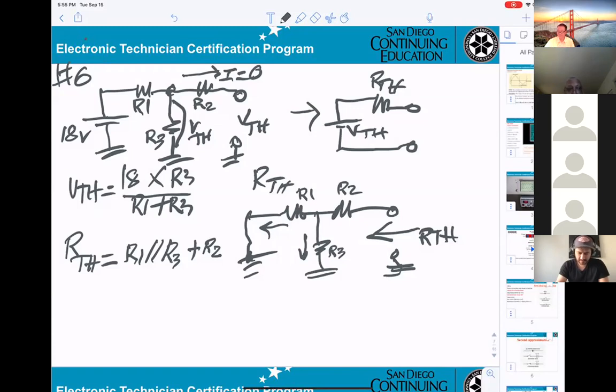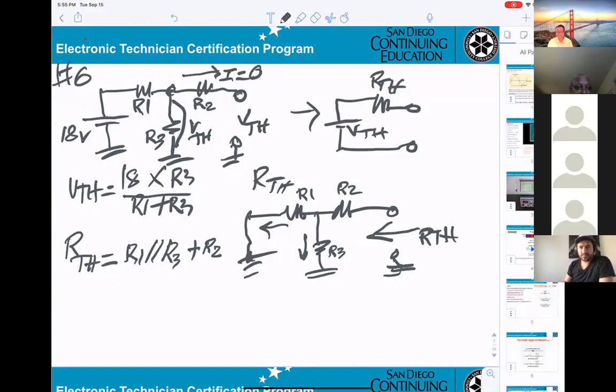Okay, go ahead. What do you have for R1 parallel to R3? Do we divide that by 2? You mean number 6, right? Number 6, yeah. R Thevenin equals R1 parallel R3. That means you take R1 times R3, divided by R1 plus R3. Then you add in R2. Okay.